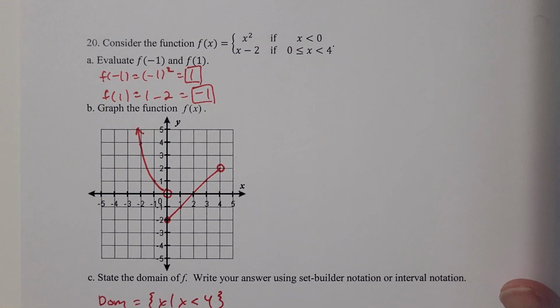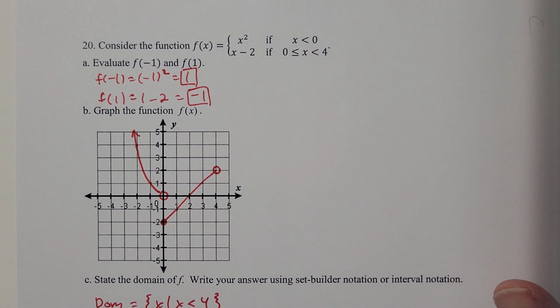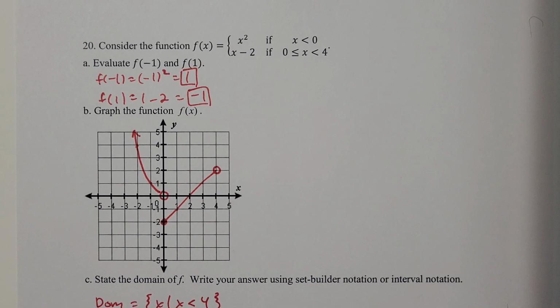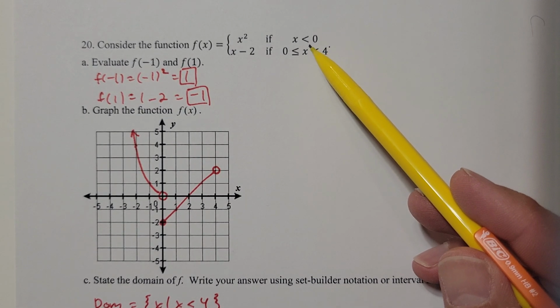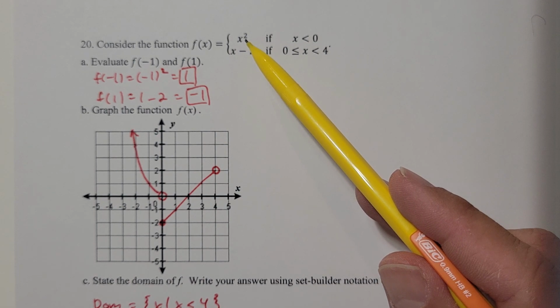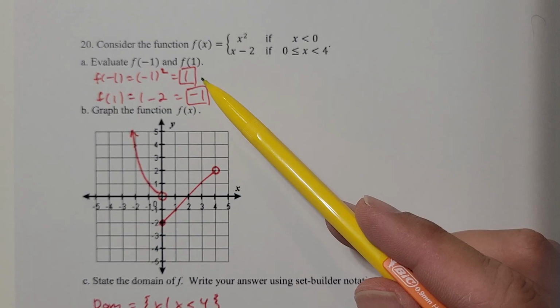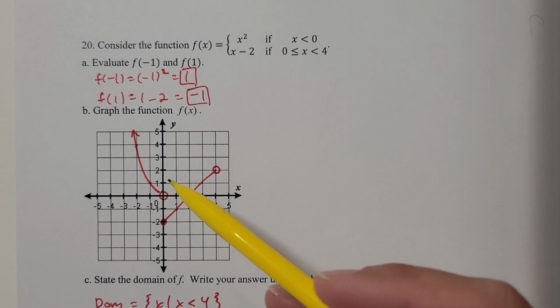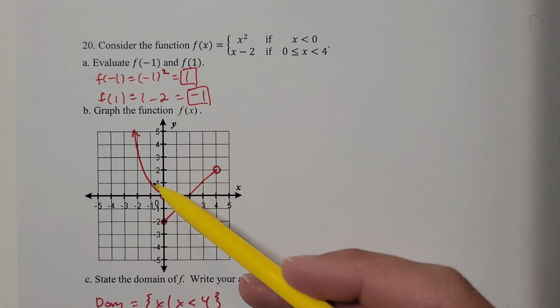Let's try problem 20 next. So in problem 20, we have this piecewise function, and they want us to evaluate f of negative 1 and f of 1. Negative 1 is less than 0, right? So when I plug negative 1 into this function, it's going to go into piece 1. Negative 1 squared, negative 1 times negative 1, that's 1. So 1 would be the answer, and the point negative 1, 1 would be on the graph.